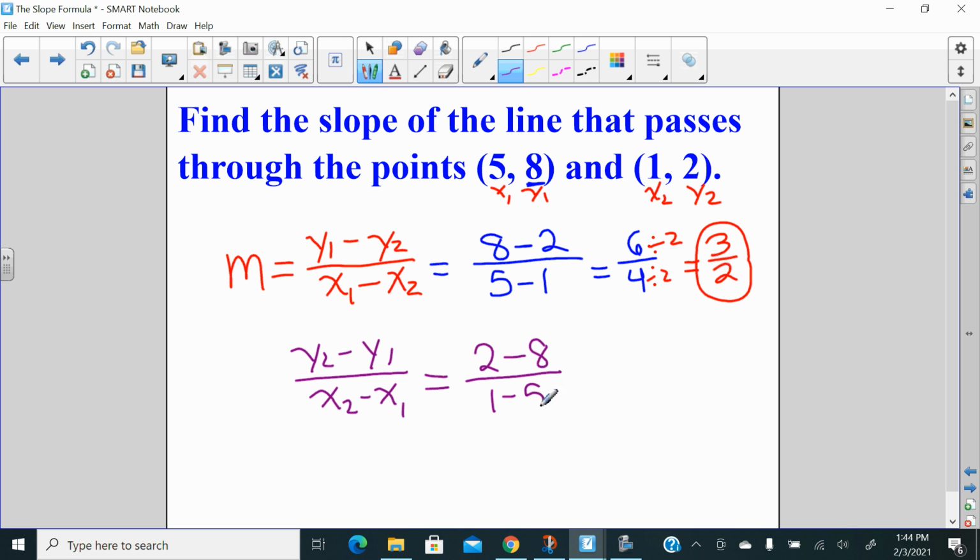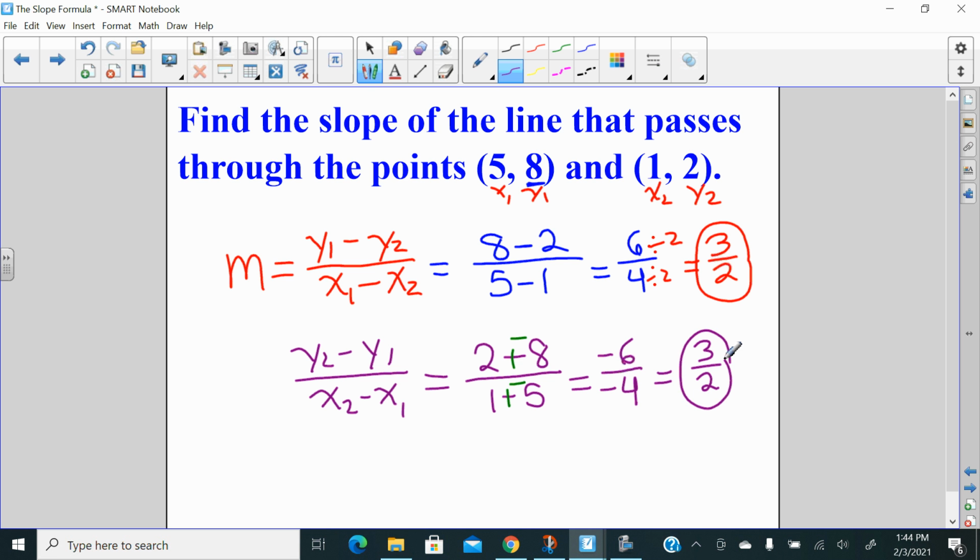All right, I'm going to do a little keep change. And when I do that, I get negative 6 over negative 4. The negatives would cancel out because negative over negative is positive, and I still get 3/2.